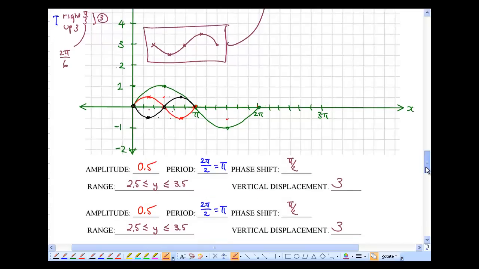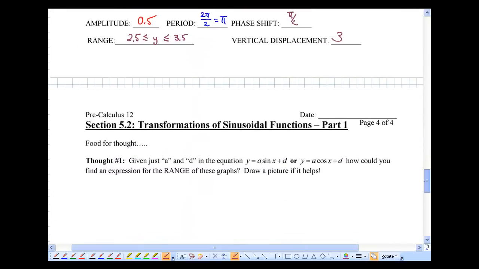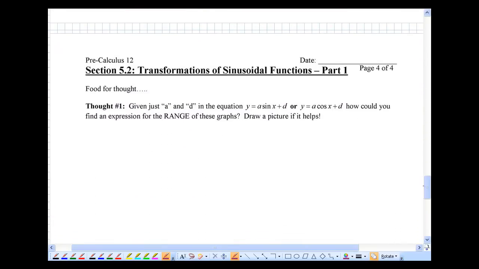Alright, turn the page. Some food for thought. Something new, okay? I want you to think about this. It says, given just the A value, the amplitude value, and the D value, the vertical displacement, in the equation, how could you find an expression for the range of these graphs? Draw a picture if you can, and I'm actually not going to do this for you. You could try plugging in numbers, draw some pictures, but I'd like you to try this. Your job is to come back to class next day and show me what you thought. I hope you have thoughts. Don't leave the page blank.